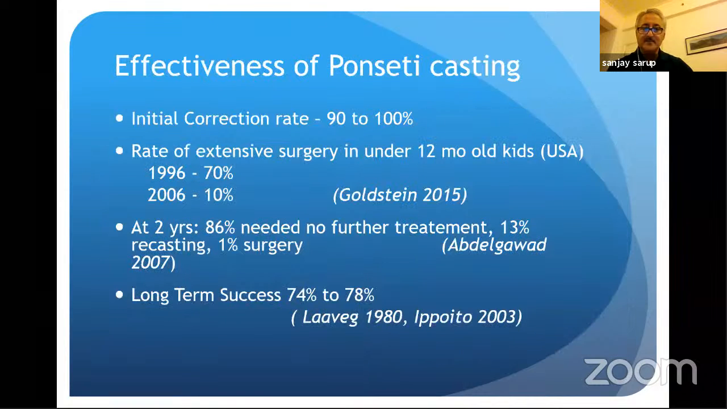Now, what is the effectiveness of Ponseti casting? Initial correction rate is 90 to 100%. And when you look at Goldstein's paper, he says that in 1996, 70% of the kids underwent extensive surgery for clubfoot. But in 2006, as a direct impact of Ponseti casting, only 10% of the kids required extensive surgeries. At 2 years, 86% of children are completely well and don't need any further treatment. And 13% need recasting and 1% go for further surgery. So long-term success with the Ponseti technique is 74 to 78%. And it's a very high success rate.